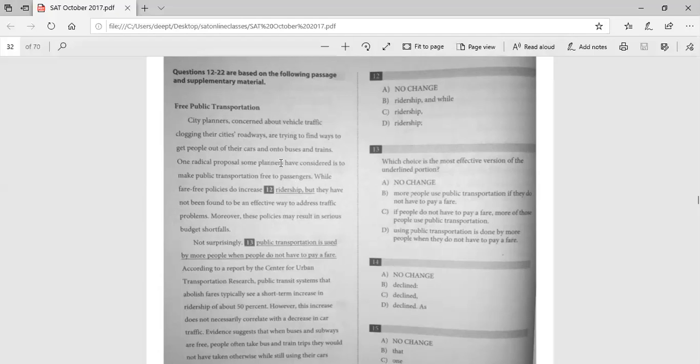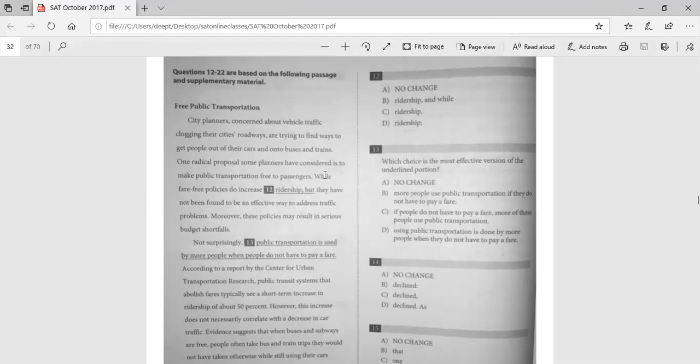One radical proposal some planners have considered is to make public transportation free for passengers, while fare-free policies do increase ridership, but they have not been found to be an effective way to address traffic problem. So it increases ridership, but then it creates some problems. So yeah, I'm looking at some change in direction. Yes, which means this and is definitely out. But you look at it carefully. Change in direction with but and with while.